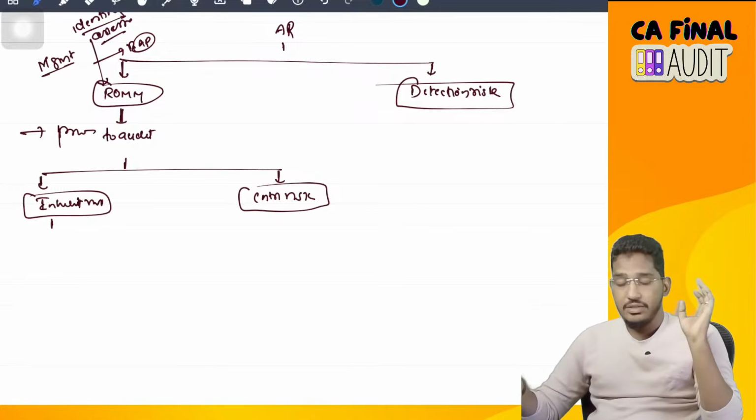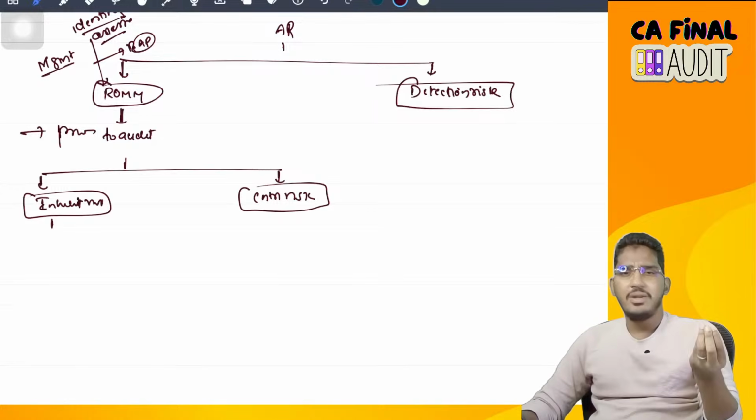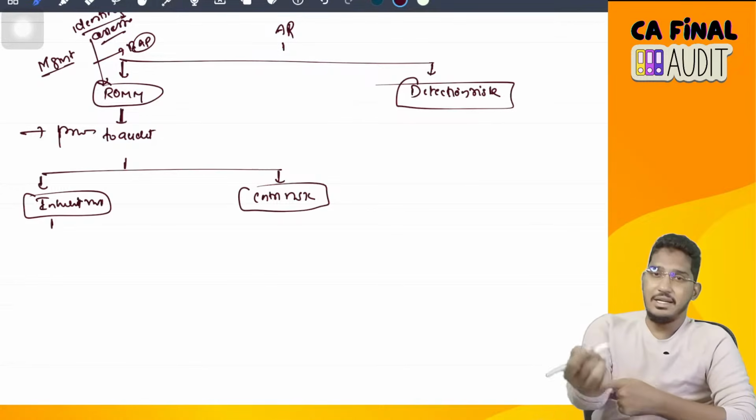So like this, there is a risk that some misstatement can happen in the financial statements, and to prevent that risk, we can't implement any internal controls either. Such a risk we call inherent risk.